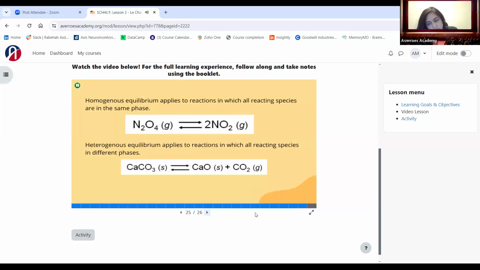And just two different types of equilibrium, or special terms of equilibrium, to review. There's homogeneous equilibrium and heterogeneous equilibrium. A homogeneous equilibrium applies to reactions in which all of the reacting species are in the same phase, right? So they're all gases in this case. And then a heterogeneous equilibrium applies to reactions in which the reacting species are in different phases. It's not all the same phase. So, for example, calcium carbonate is a solid, but then carbon dioxide is a gas.